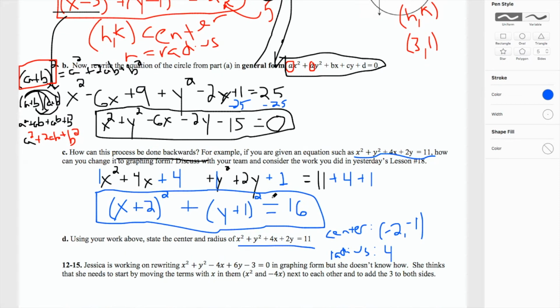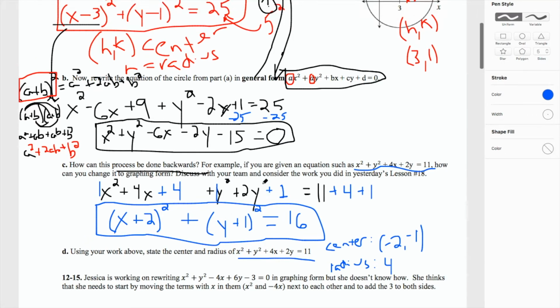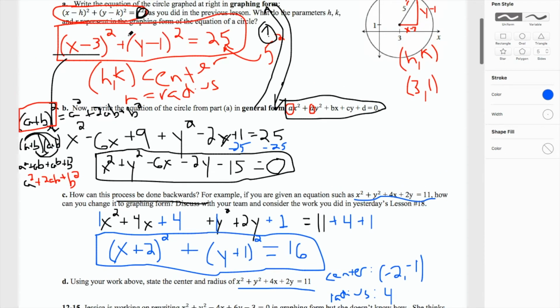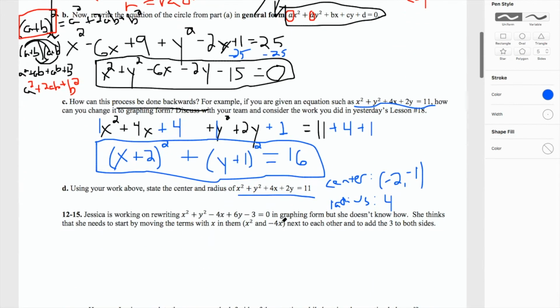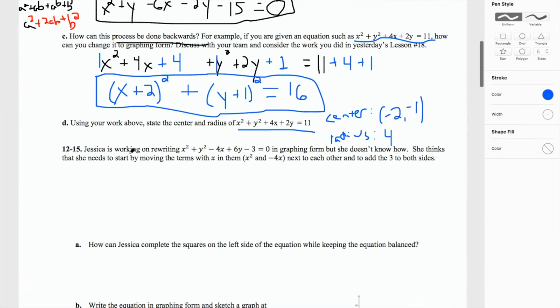If I make you work hard for this stuff, well, one, you might be able to answer a question like this on the PSAT or SAT, but also, when you get just asked, hey, where's the center and radius of a circle written in graphing form? You're like, oh, that's the easy thing. I got this.